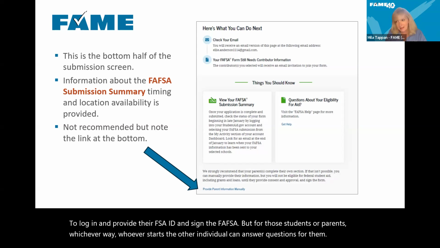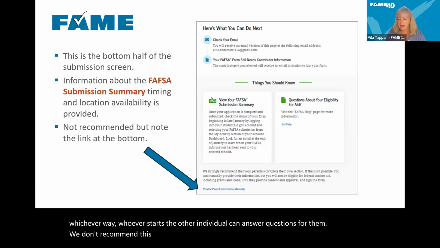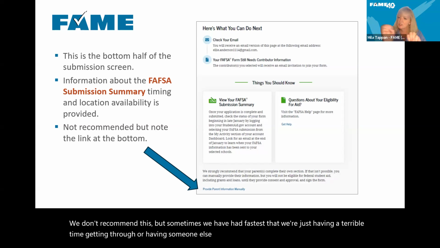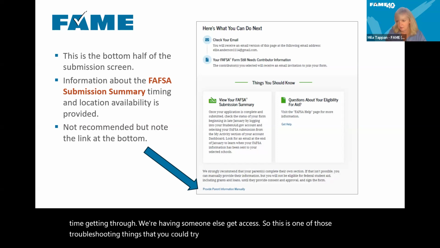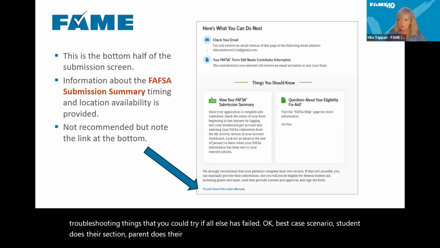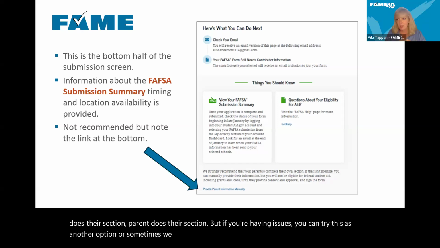We don't recommend this, but sometimes we have had FAFSAs that we're just having a terrible time getting through or having someone else get access. So this is one of those troubleshooting things that you could try if all else has failed, okay? Best case scenario, student does their section, parent does their section. But if you're having issues, you can try this as another option. Or sometimes we have students that are just driving the whole bus and their parents will go in and sign in with their FSA ID, but they're not willing to do anything more.